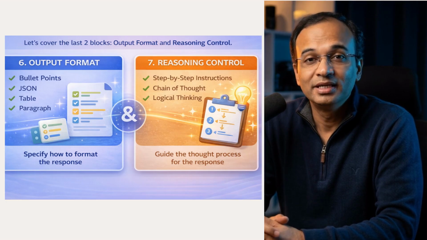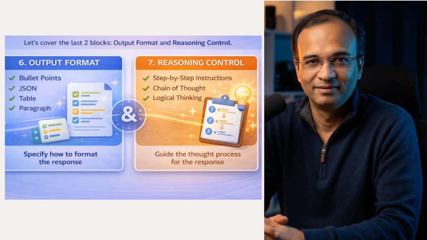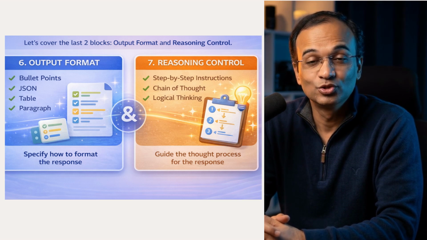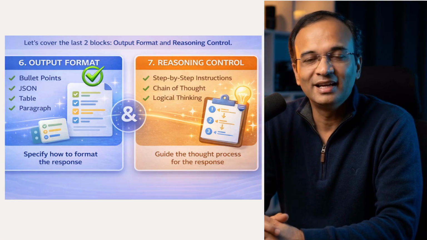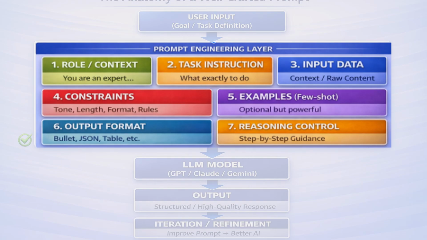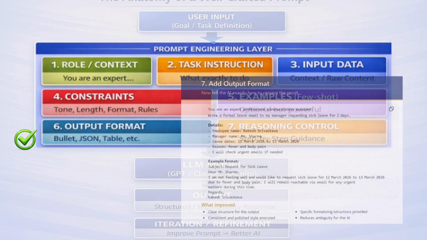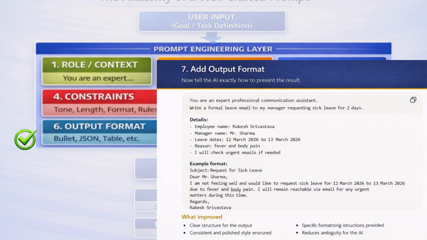Now that we have completed the example block of the prompt layer with zero, one and few shot prompting, let's now cover the remaining two blocks, output format and reasoning control. The sixth component towards writing an effective prompt is adding output format to your instruction. Here you need to clearly tell the AI the exact output format and style of the subject and body of the mail. Optionally, you can also specify bullet points as required. You can see the example format section in this screen.